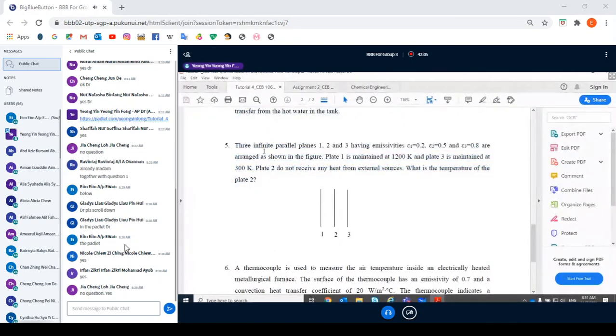Okay. Three infinite parallel planes, 1, 2, 3, having emissivity 0.2, 0.5, and 0.8 are arranged as shown in this figure. Plate 1 is maintained at 1200 Kelvin and plate 3 at 300. Plate 2 does not receive any heat from external sources. Okay, what would be the temperature of plate 2? So the assumption here is the surface area should be the same for these 3 plates.